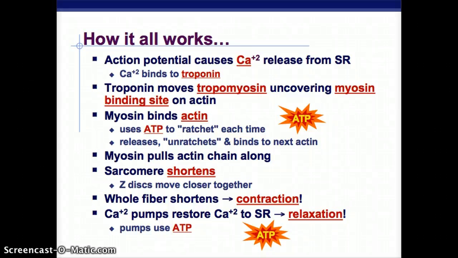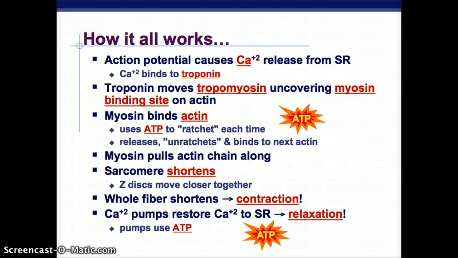So, how does it all work? Well, the action potential causes that calcium to be released from the sarcoplasmic reticulum. Then the calcium binds to the troponin. Then that troponin moves the tropomyosin, those long strands intertwined with the actin, and that uncovers the myosin binding sites which are on the actin.